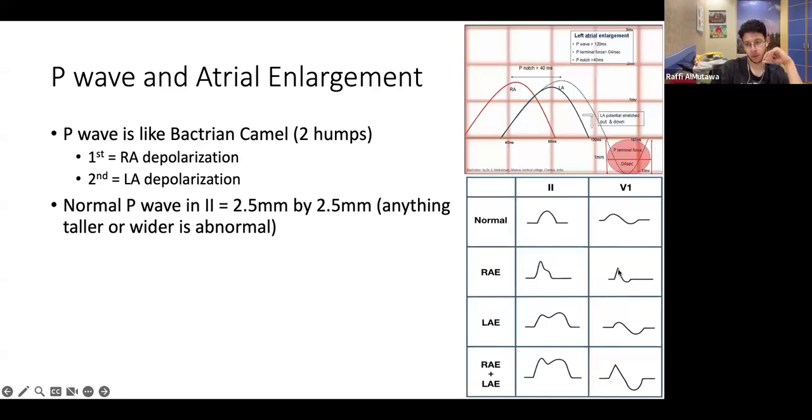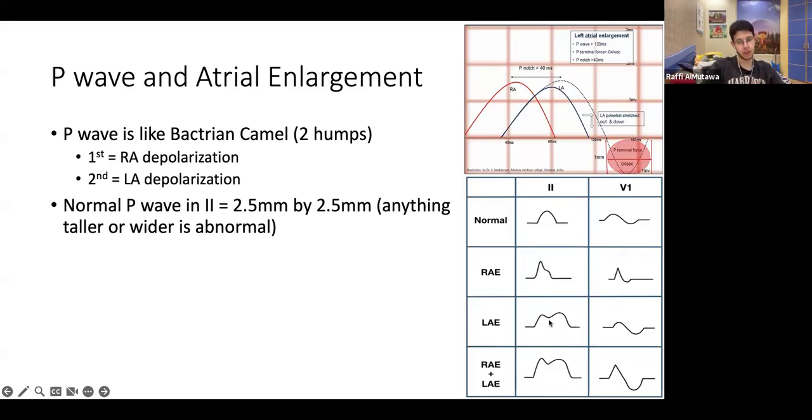So it will form a peak and then a scoop. So a peak and a scoop, right? If you see a peak and a scoop in V1, that's a sign that you have right atrial enlargement. Plus, you see this kind of mountain with this parabola over here.